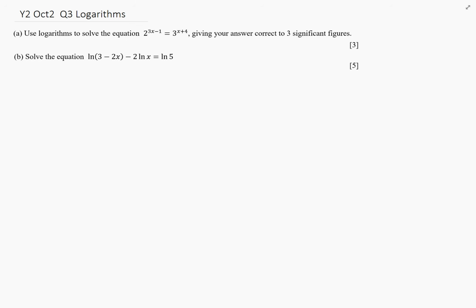Question 3, logarithms. First thing I would do in part A is take the logs of both sides of the equation here. You could take log of any base you like, 2, 10. I'm going to take log to base e, because that is ln, which is just a little bit quicker to write down and a little bit quicker to type into the calculator.